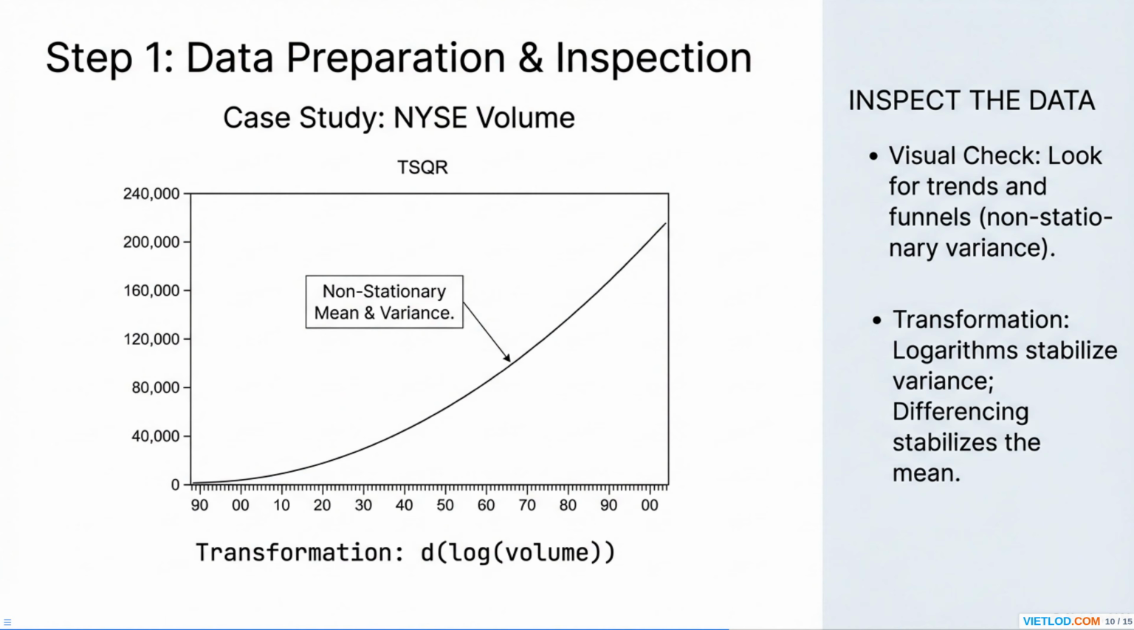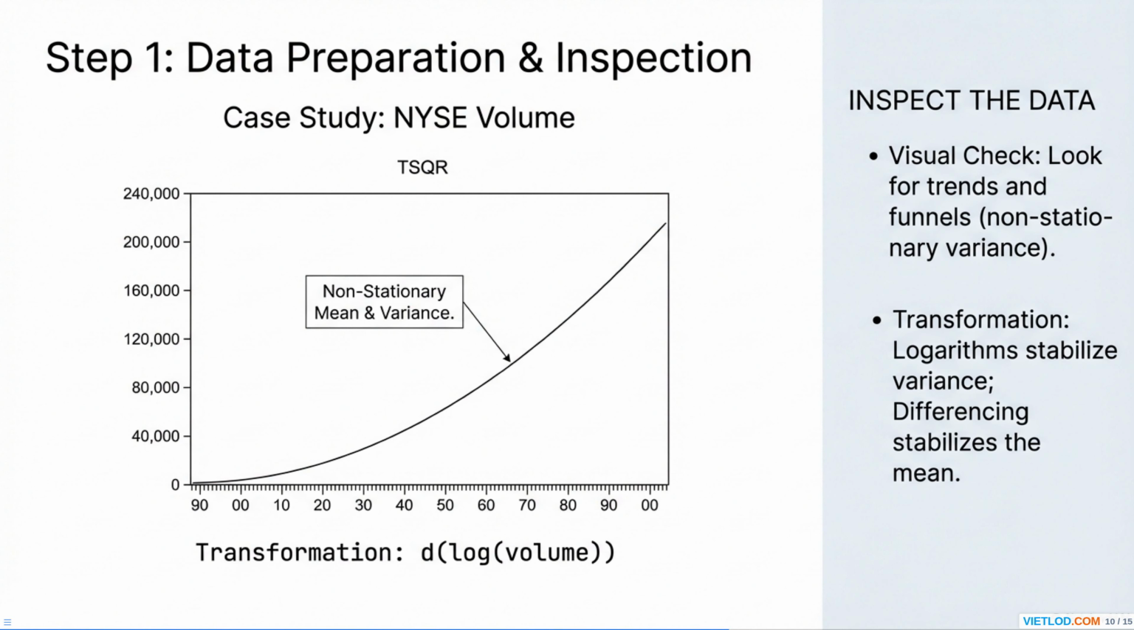For our case study, we're examining NYSE volume data. The crucial first step in any time series analysis is data preparation and inspection, starting with a visual check. Observing the raw plot, we clearly see an upward trend, indicating a non-constant mean over time. Furthermore, the spread of the data points widens as the volume increases, forming a funnel shape. This signifies non-constant variance. Both of these characteristics are classic indicators of a non-stationary series, which violates a core assumption for ARMA and ARIMA models.